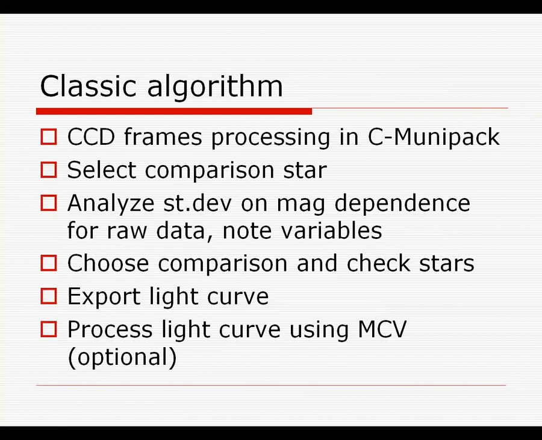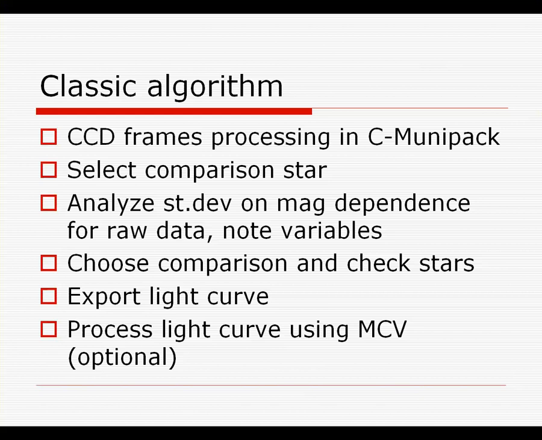The classic algorithm which was used earlier consists of the following. We should process the CCD frames using CMONIPAC. This includes the standard dark frame, flat field correction, photometry matching. Then the analysis of standard deviation and the magnitude dependence for the raw data follows. We should note all variable stars or mark them somehow.